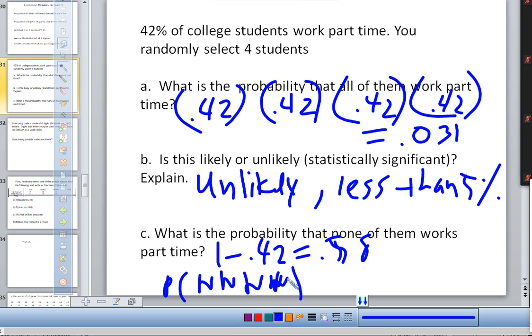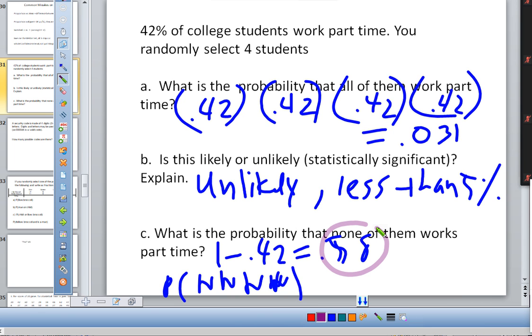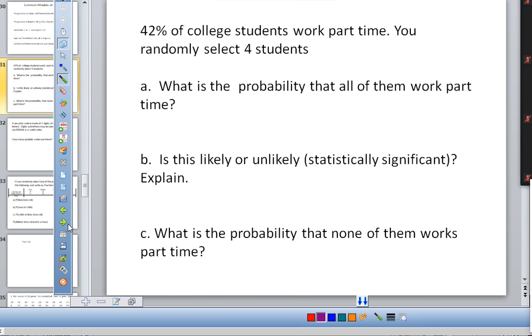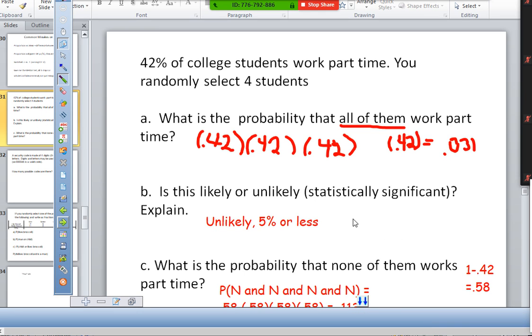So again, it's going to be no, and no, and no, and no. This is one no. I need four no's. And we multiply, we multiply. So you're going to end up with this here.